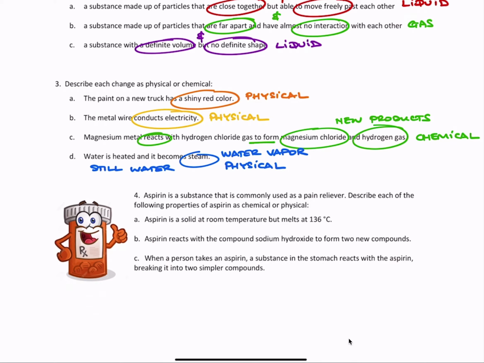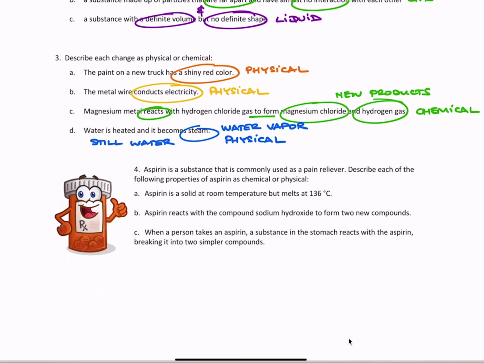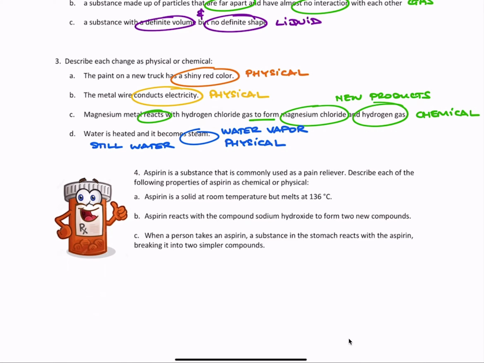4. Aspirin is a substance that is commonly used as a pain reliever. Describe each of the following properties of aspirin as chemical or physical. Aspirin is a solid at room temperature but melts at 136 degrees Celsius. Here, this is a characteristic of a physical property. It's solid when it's at room temperature. The melting point is 136 degrees Celsius. This is physical.